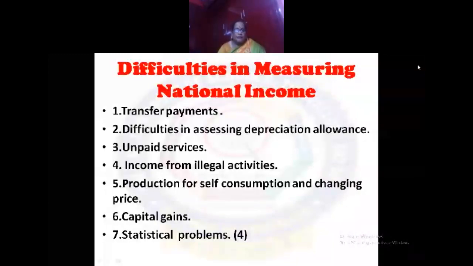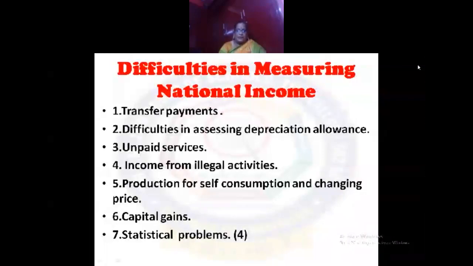Let us see all the four important points of statistical problems. Number one, accurate and reliable data. Accurate reliable data are not adequate as the form of output in the subsistence sector is not completely informed. In animal husbandry, there are no authentic production data available. Number two, different languages and customs. Different languages, customs, etc. create problems in computing estimates.